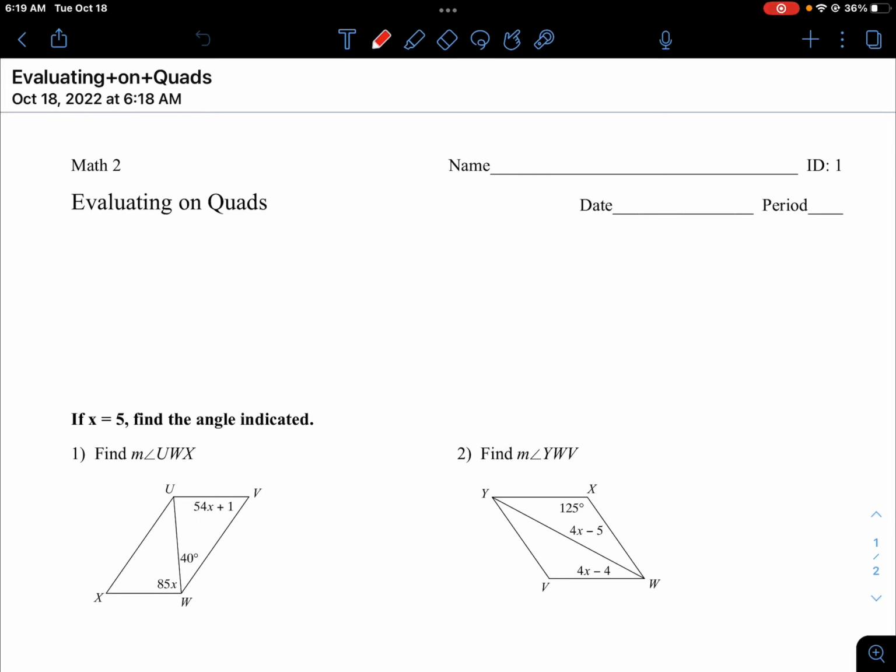There's three things on Canvas today. This is the new-ish thing. Evaluating on quadrilaterals, on four-sided shapes.